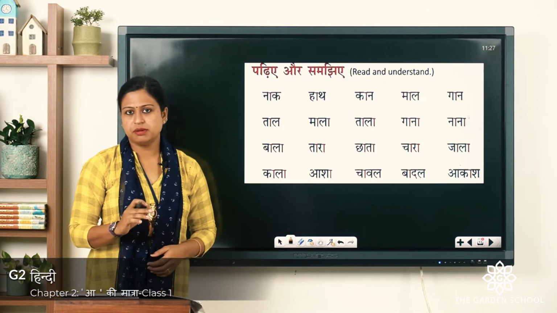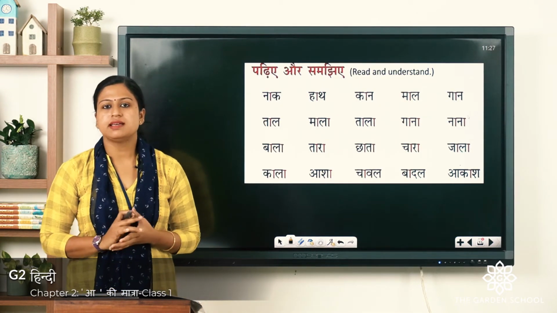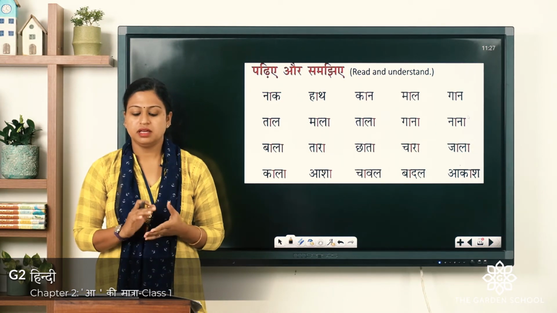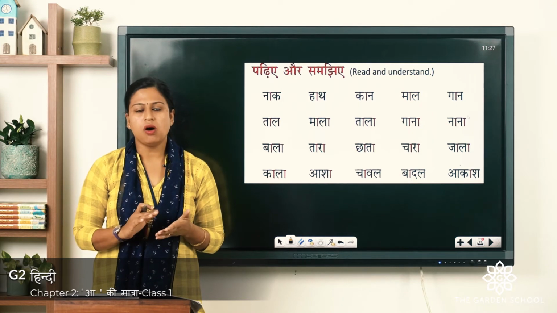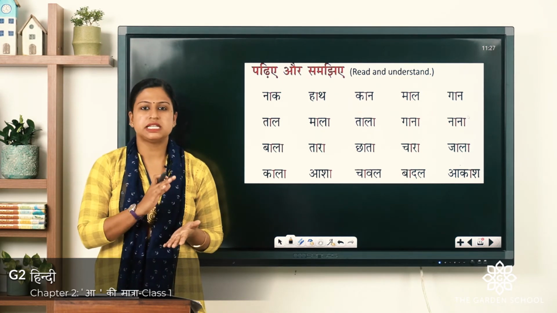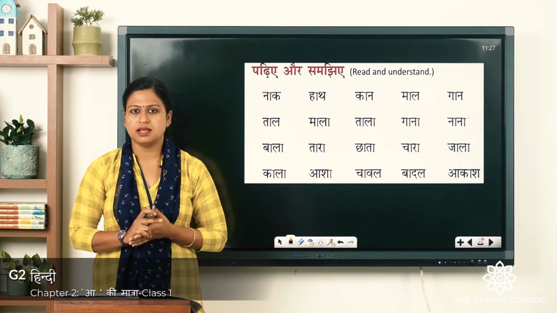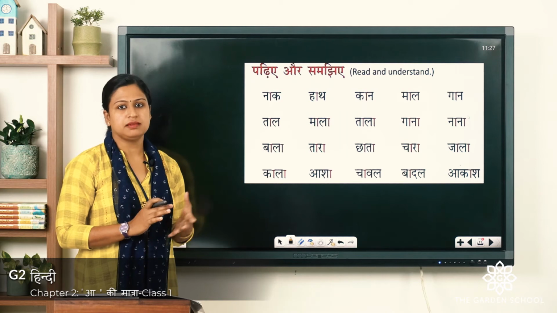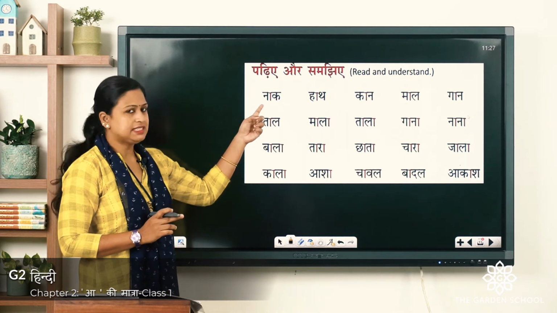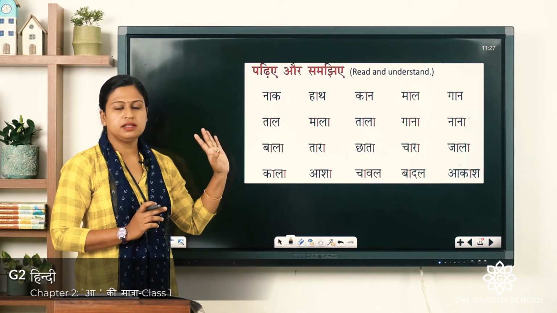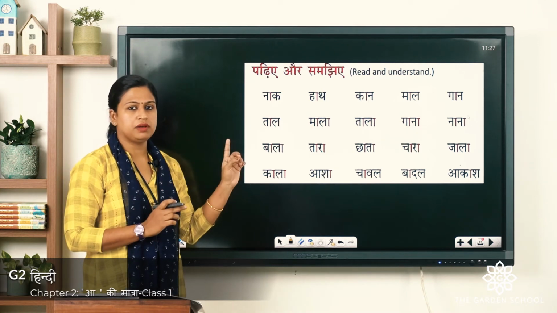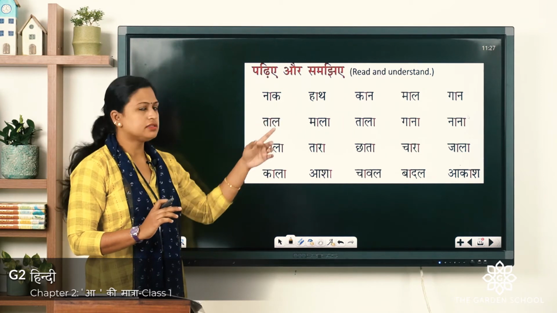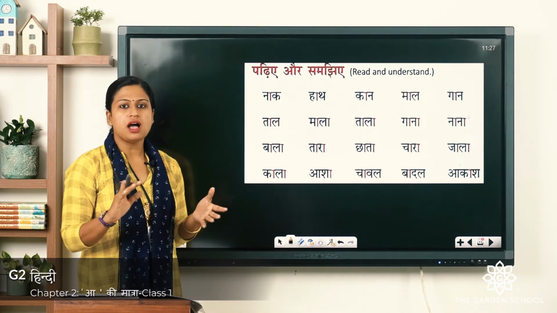Now here on page number 15, some words are given. You have to read and understand. In Hindi it's written padhiye and samjhiye. Padhiye means read, samjhiye means understand. Now here you can see these words have the Aa symbol. For the first one, na is the consonant and we are using the Aa symbol. So it sounds naa. And the next consonant is ka, naak.